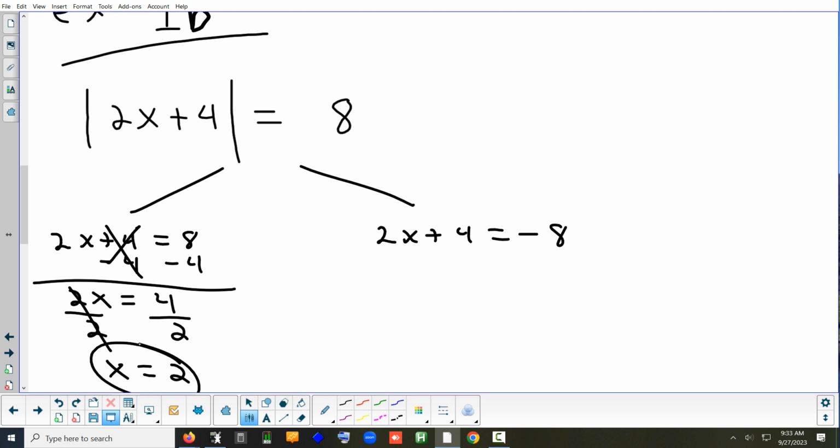And now we solve the other one with the exact same steps. So start by subtracting 4 from both sides.